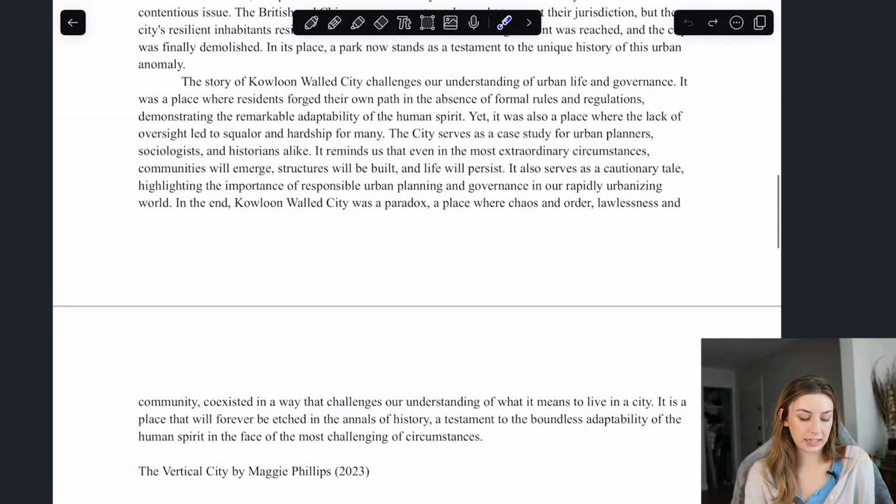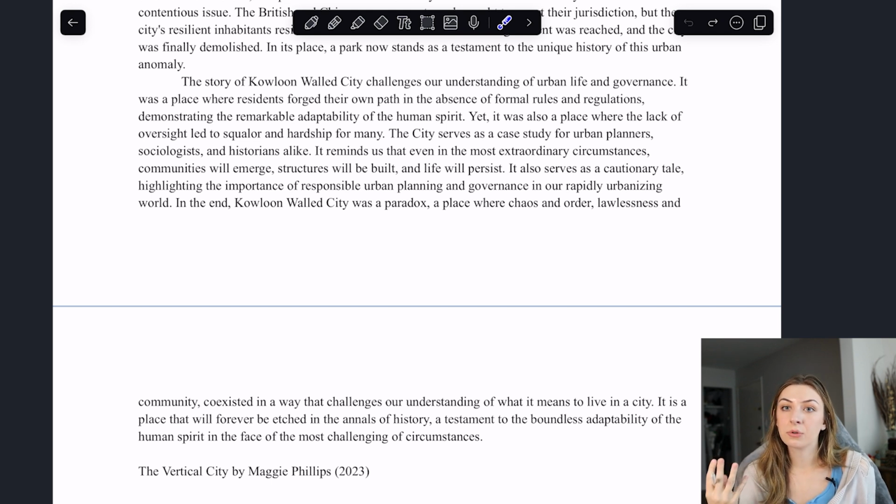There was a pretty telling sentence here, I think it was in the last paragraph, that said, it serves as a case study, blah, blah, blah, reminds us that in the most extraordinary circumstances, they'll blah, blah, blah, but it also serves as a cautionary tale, highlighting the importance of responsible urban planning. That's an author's intention sentence. So you see how these things come across in different sentences, and so you have to be able to pick it up when you see it.